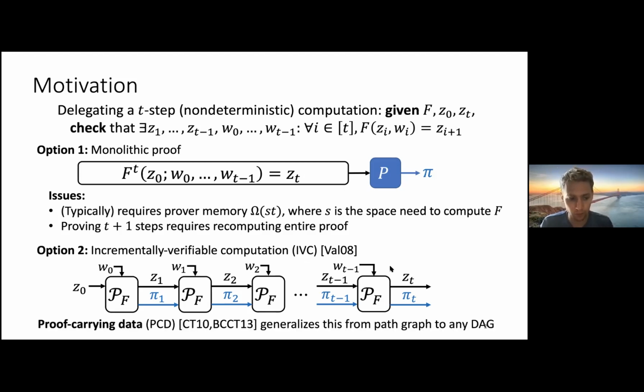Proof carrying data is basically a generalization of option 2, which says the same principle of updating these proofs doesn't just apply to these line computations, but to entire graphs of computation. This can be incredibly useful if, for example, I have multiple provers that each prove different statements, and then I want to combine these proofs.